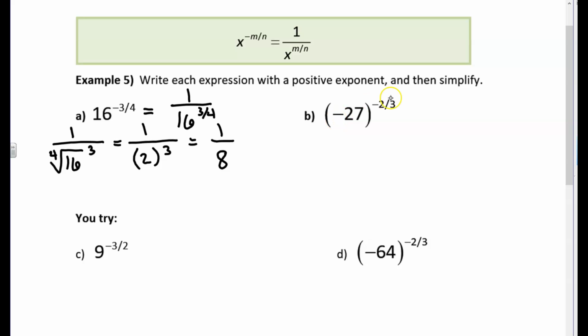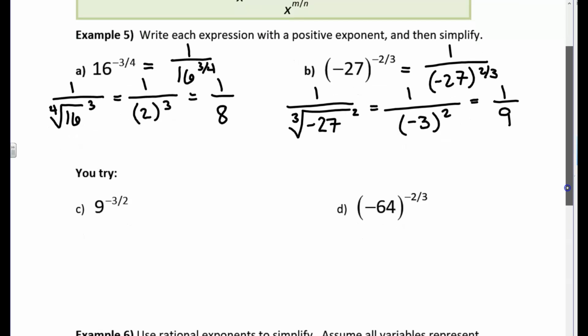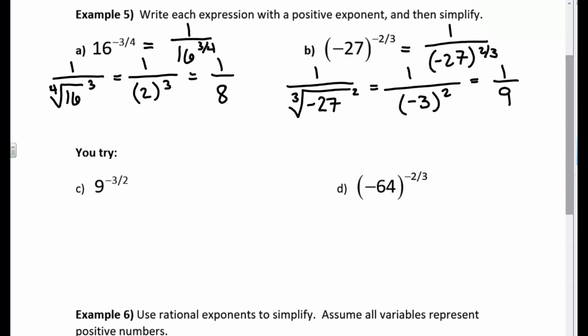So if we have negative 27 to the negative 2/3, well, the negative exponent flips it. 1 over negative 27 now to the positive 2/3. We're going to rewrite as a radical. 1 over, that's the cube root of, because the negative's inside parentheses, it goes inside the radical, negative 27 whole quantity squared. Well, the cube root of negative 27 ends up being negative 3, which I'm now going to square, so I end up with 1/9. I want you guys now to try the next two.